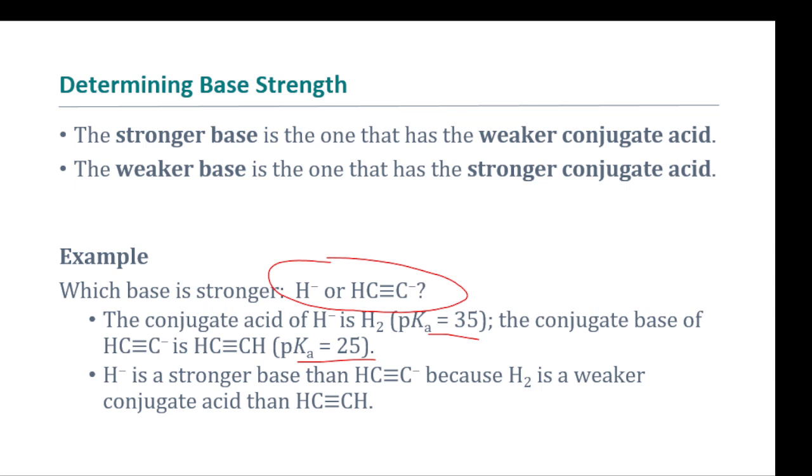All right, so H minus is actually a stronger base, and that's because the H2 here is a weaker conjugate acid.